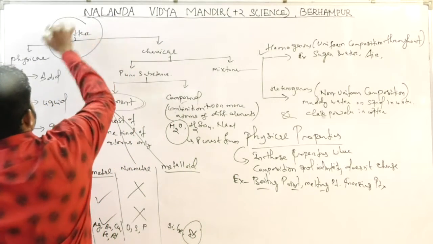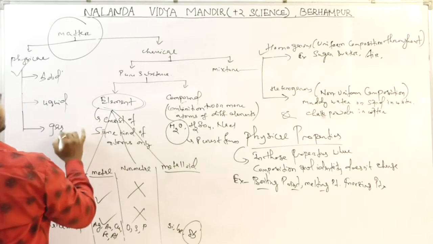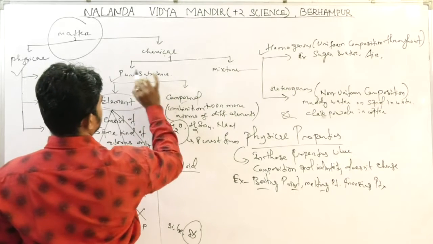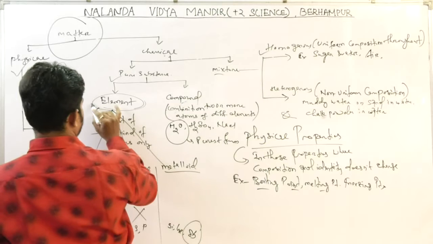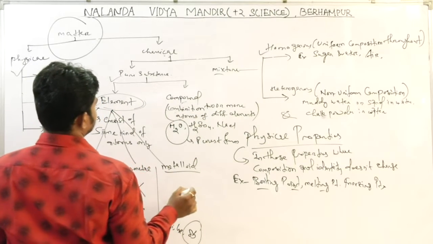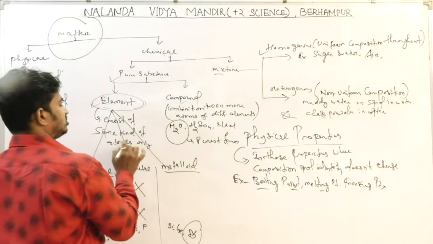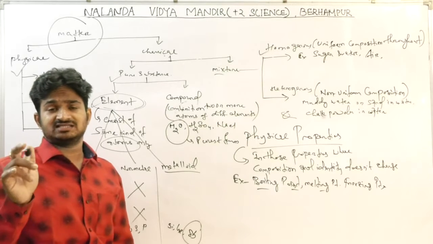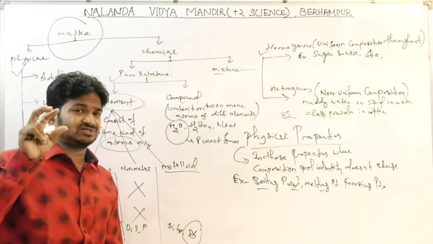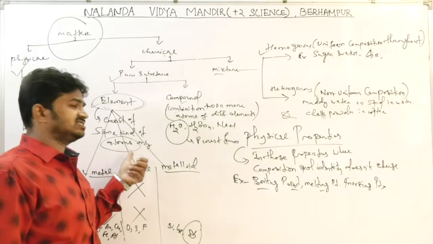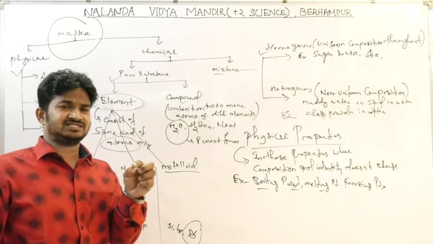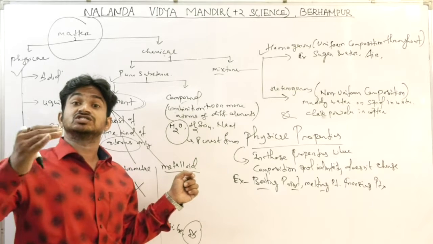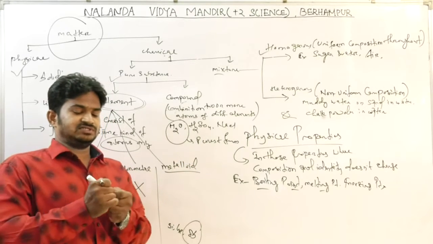See, matter in physical condition we can classify as solid, liquid, gas, but in chemical classification we can classify into two parts: pure substance and mixture. Again, pure substances are elements and compounds. Elements consist of the same kind of atoms. I think you might have heard the term atom in class 9th. Atom means the smallest part of matter, very tiny particles present inside matter, that cannot be further divided.